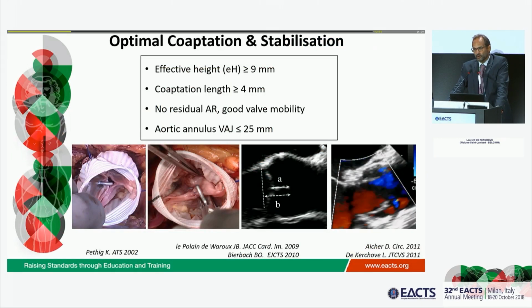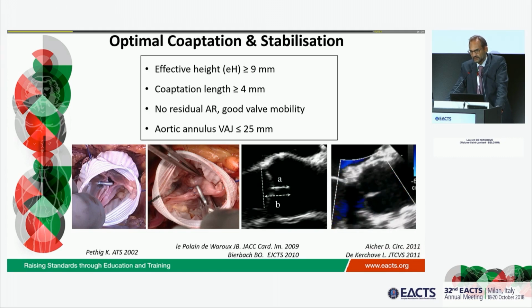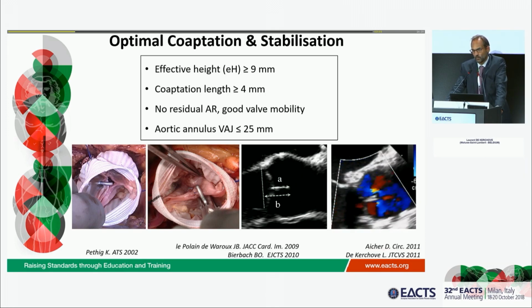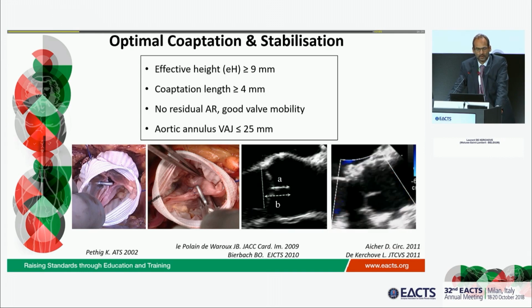So with the years, most of us have analyzed in their experience what is the good configuration, what is the bad configuration, and finally we know what is a good coaptation. You need to have an effective height of at least 9 millimeters. If you don't have a caliper, this corresponds to the mid-height of the aortic root height.